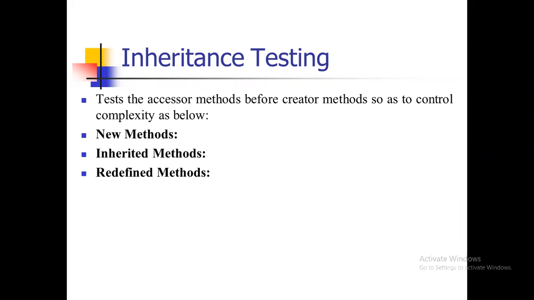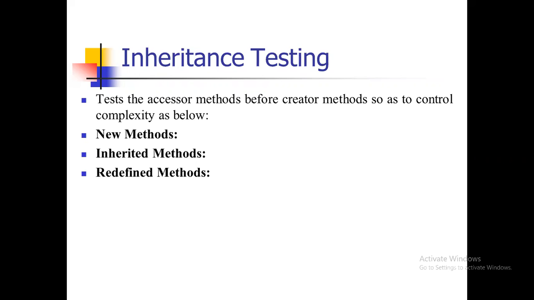New methods are defined in the child class and not inherited or overloaded by methods in a superclass. So testing the new methods is known as complete testing.